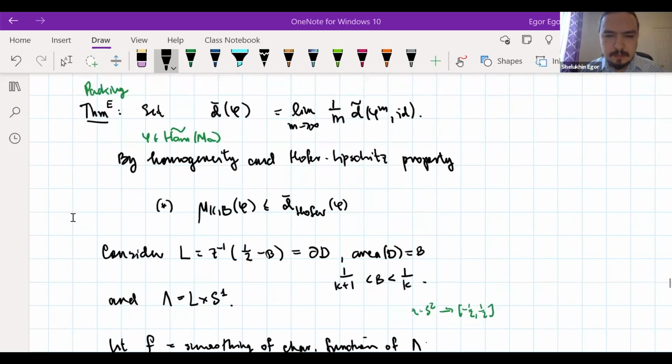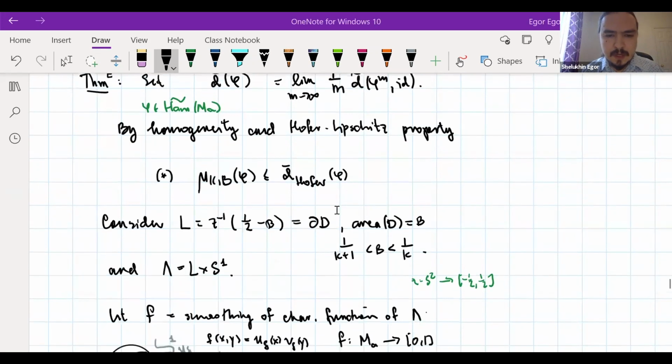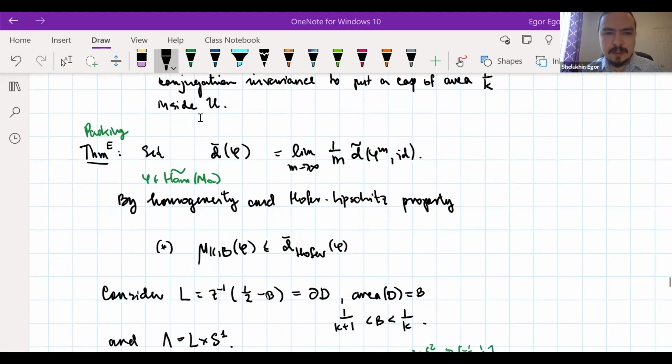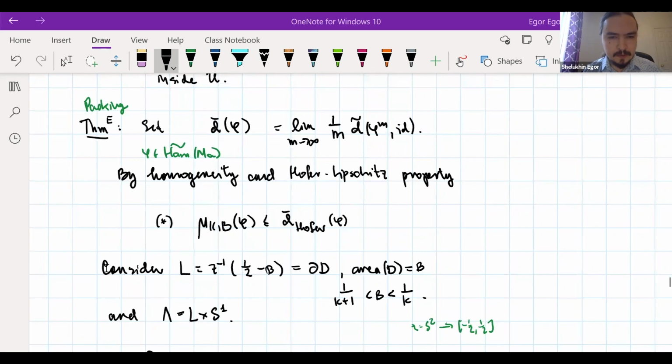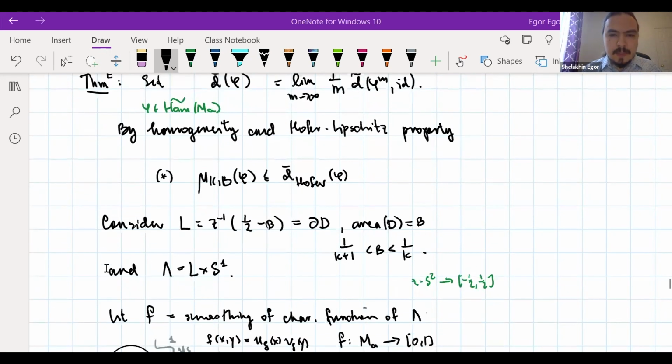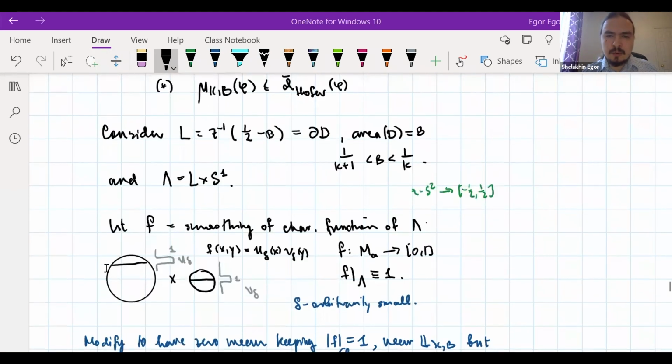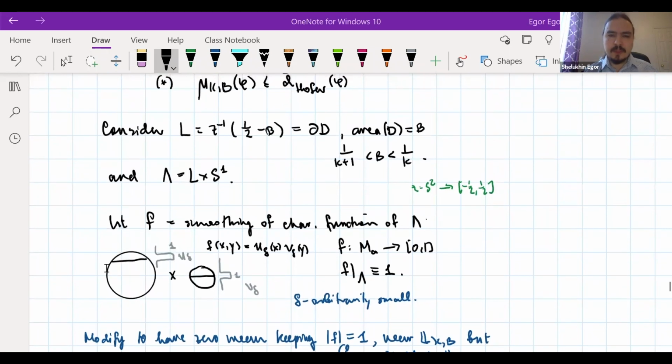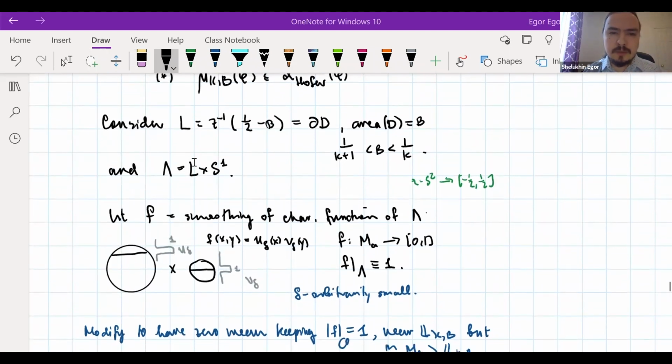Okay. So this d bar is the same as this d bar. And then what can we do? So we had our Lagrangian, that is the stabilization of the boundary of a little cap of area B between 1 over k plus 1 and 1 over k. So our Lambda was this cap times the equator in the small sphere.